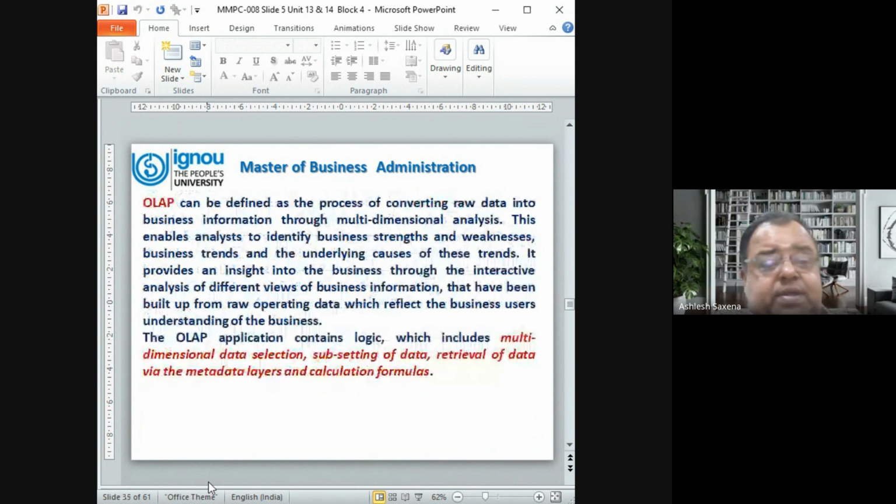OLAP can be defined as the process of converting raw data into business information through multi-dimensional analysis. This enables analysts to identify business strengths and weaknesses, business trends, and underlying causes of these trends. It provides an insight into the business through the interactive analysis of different views of business information that have been built up from raw operating data, which reflects the business user's understanding of the business. The OLAP application contains logic, which includes multi-dimensional data selection, subsetting of data, retrieval of data via the metadata layer, and calculation formulas.